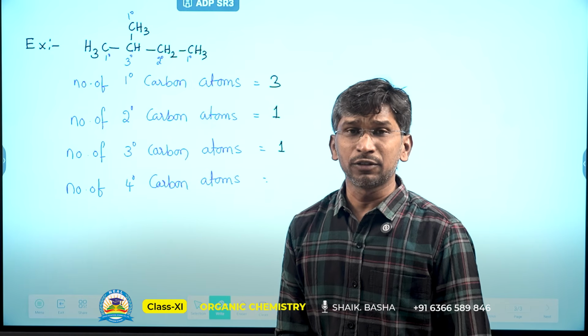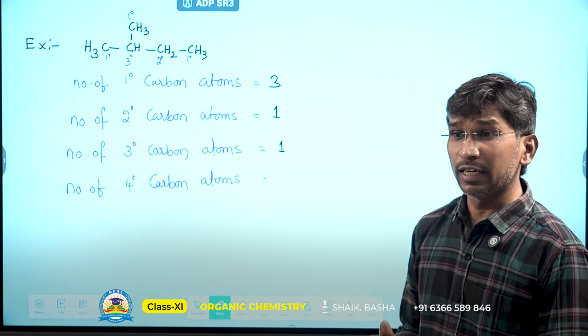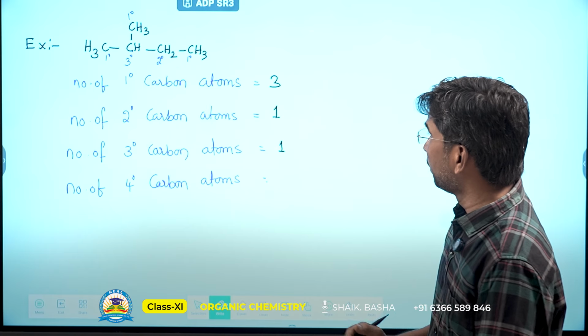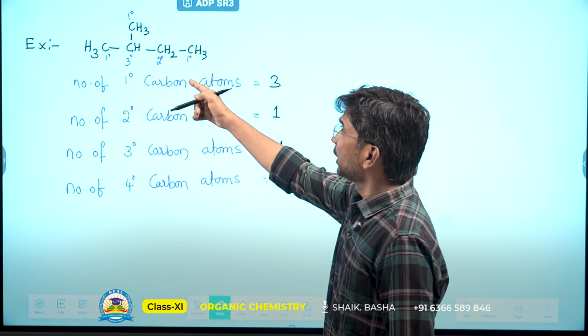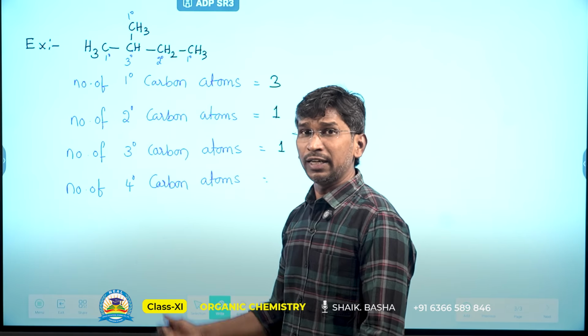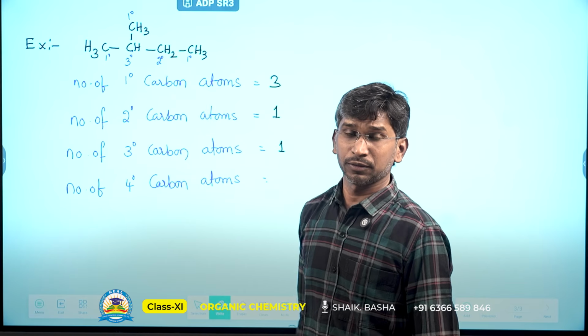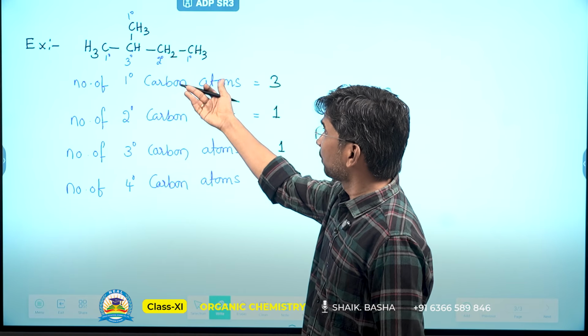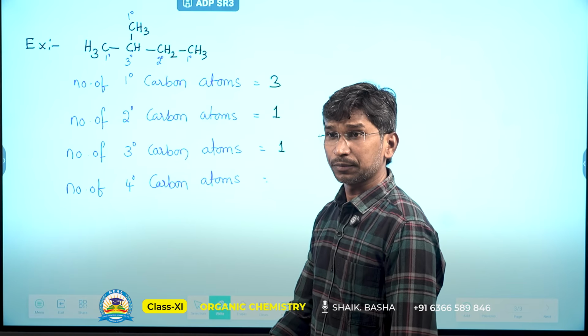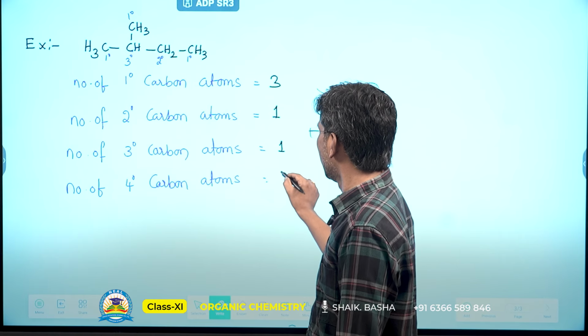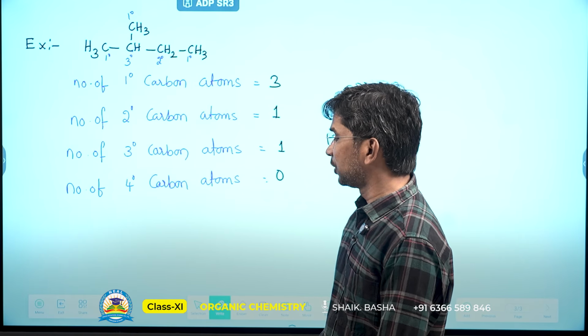So quaternary carbon means what? The carbon atom which is directly attached to 4 other carbon atoms. But in the given example, there is no quaternary carbon atom because no carbon is connected to 4 carbon atoms. Maybe connected to 1 carbon, 2 carbons or 3 carbon atoms. There is no quaternary carbon atom. So here the number of quaternary carbon atoms is 0.